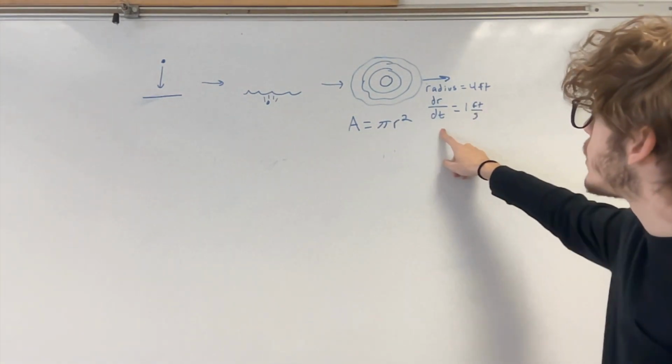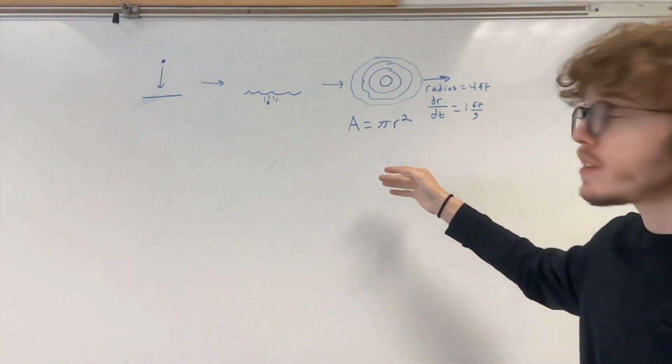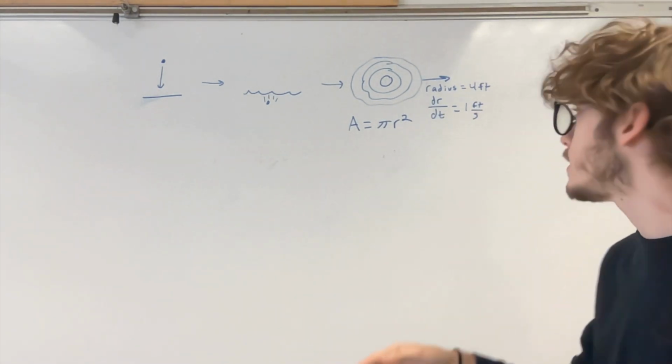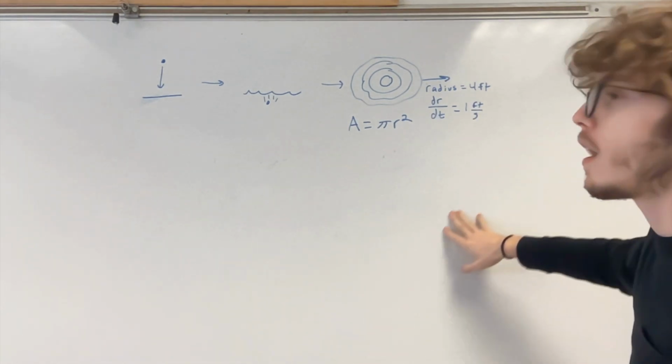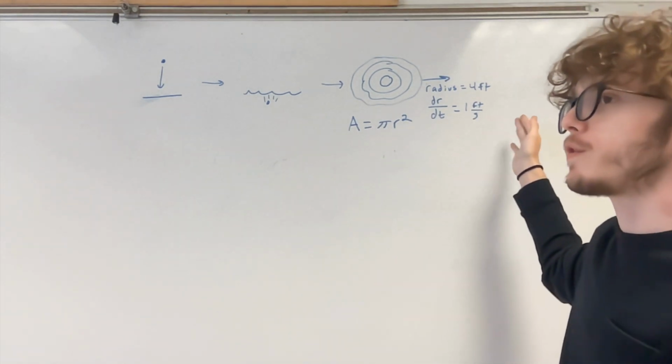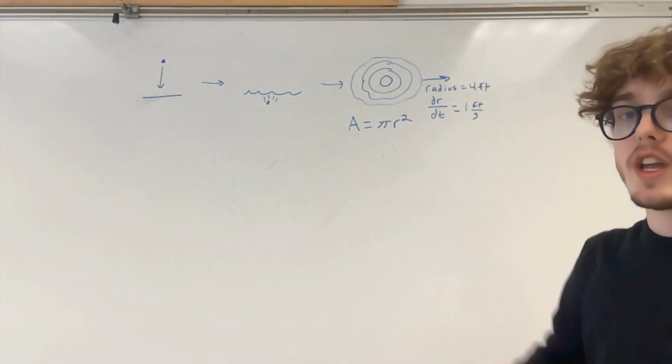We're told that the change of the ripple's radius is 1 foot per second, and we're asked to evaluate when the radius is 4 feet. What is the change of area?